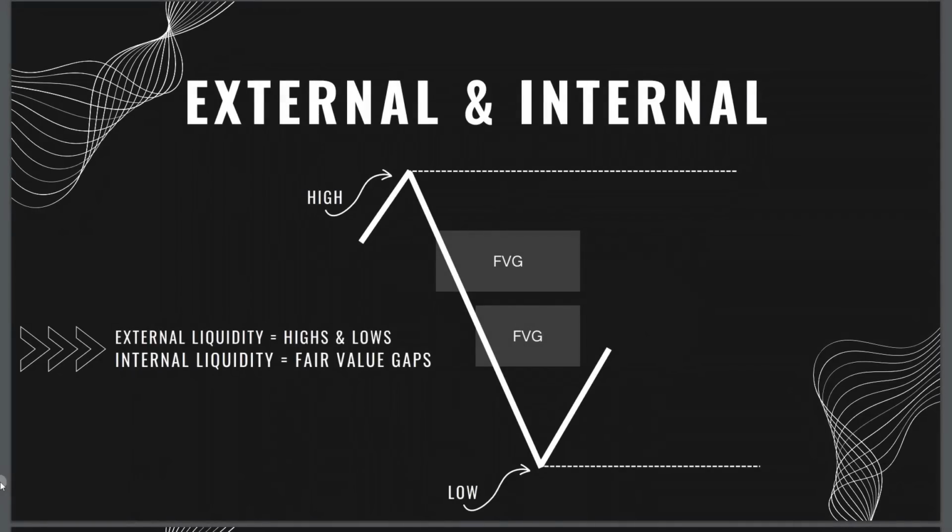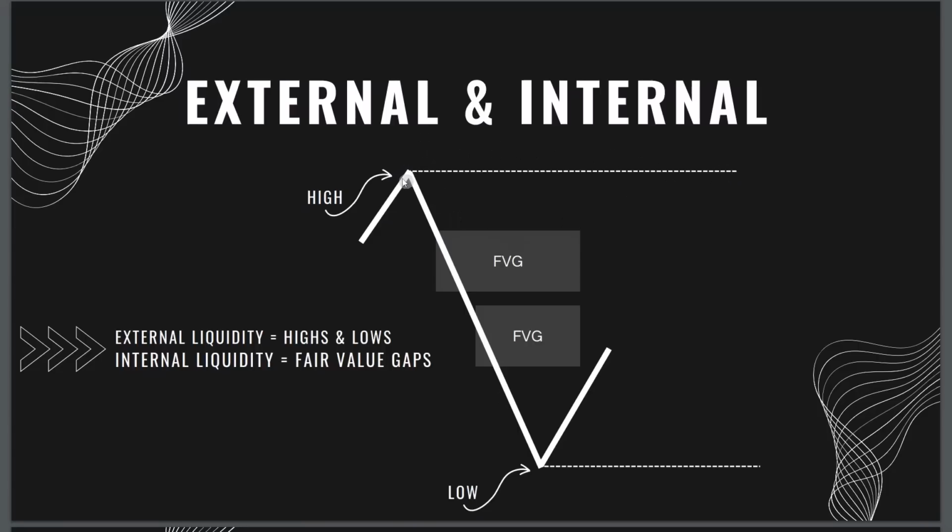Now, when it comes to liquidity, we have external and internal. And in order to understand this, let's imagine we have this price action leg here, or we can call it a price range or dealing range. So we have this price range here, a high, a low. Those highs and lows are our external liquidity. So external liquidity are the highs and the lows in our range.